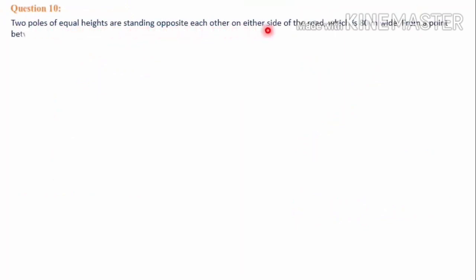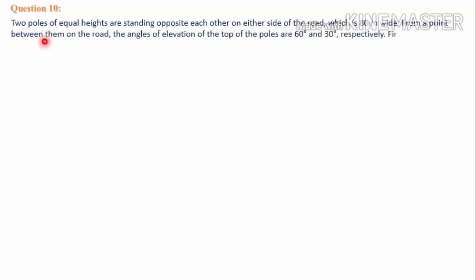Next we shall discuss question number 10. The question is, two poles of equal heights are standing opposite each other on either side of the road, which is 80 meters wide. From a point between them on the road, the angles of elevation of the top of the poles are 60 degrees and 30 degrees respectively. Find the height of the poles and the distance of the point from the poles.